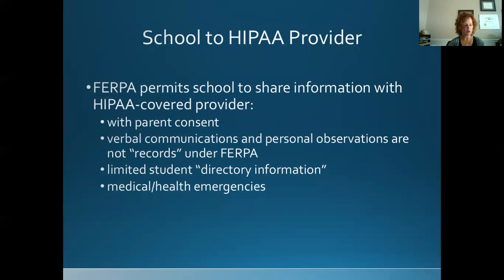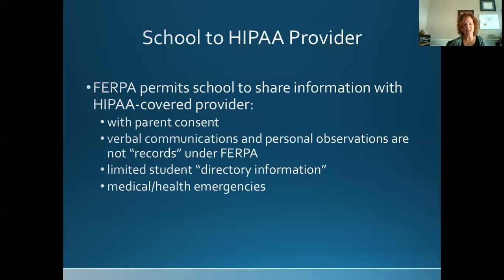So, in regard to the disclosures the school is permitted to make to a HIPAA covered provider, we're talking about information from FERPA covered education records. FERPA covered education records information would be able to be shared with a HIPAA covered provider with parent consent. In general, there really are no other exceptions to the authorization requirement. So, with parent consent, but also keep in mind that verbal communications and personal observations are not records under FERPA.